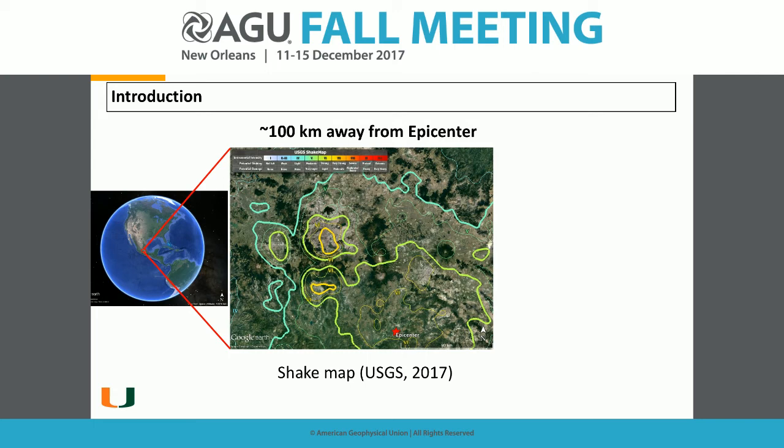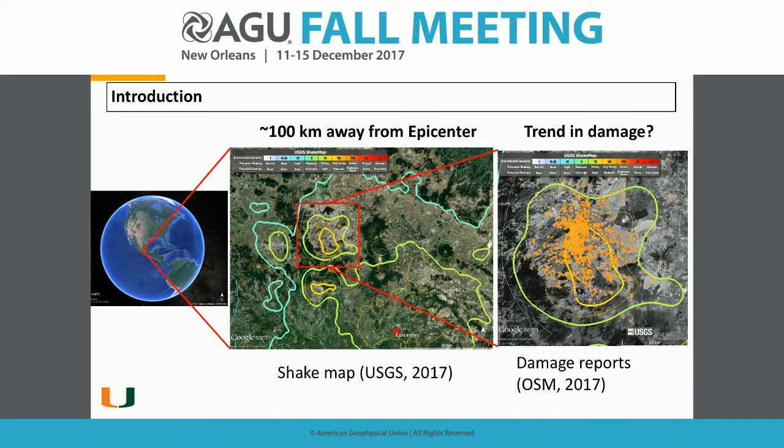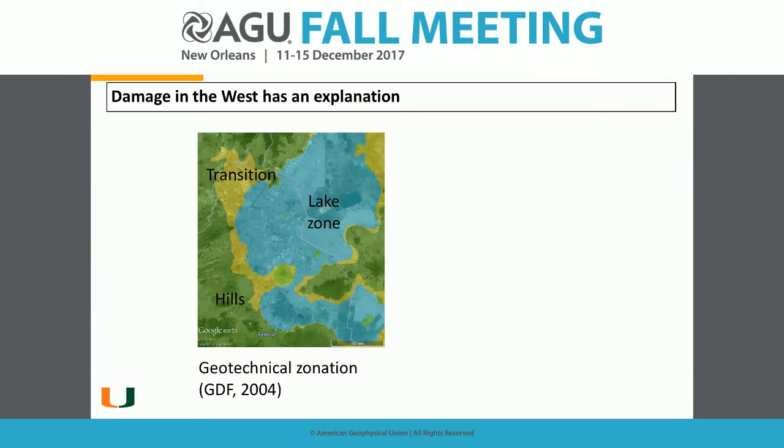Okay, so Mexico City is over here, and the epicenter of the earthquake is over here. If we zoom in a little bit more, it's the same contours, but now I have plotted on top of it all the damage reports from OpenStreetMap, which were collected by the public and mapping efforts independent of the government in the city. And you can see that there is some correlation in space, but not a lot.